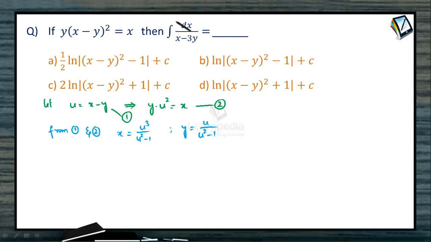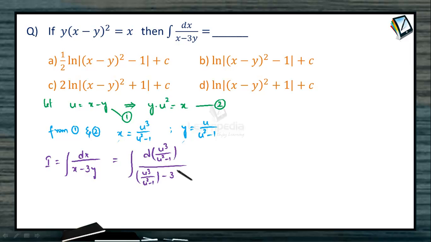Now, in the given integral dx by (x minus 3y), we are trying to express every term in terms of u. So we expressed x in terms of u, y in terms of u, and what is left is to find dx in terms of u. So the required integral I, which is dx by (x minus 3y), is the integral of the derivative of x, that is u cube by (u square minus 1), divided by x expressed in terms of u, that is u cube by (u square minus 1), minus 3 times y expressed in terms of u, so it is u by (u square minus 1). So the entire integral I is now converted in terms of u.